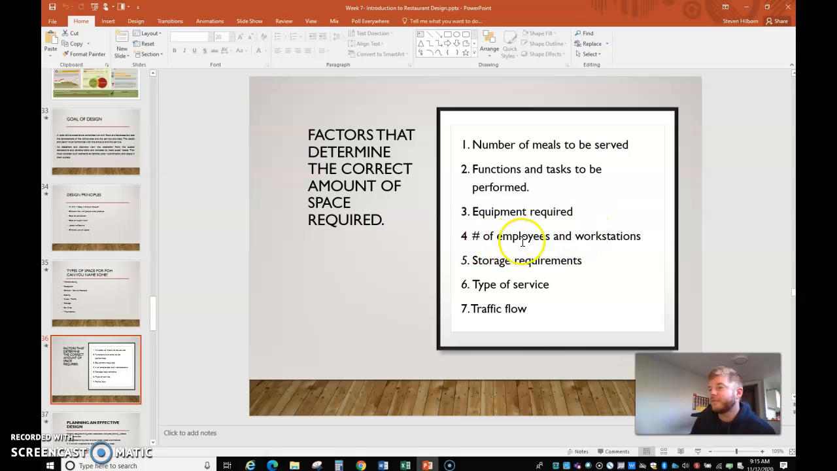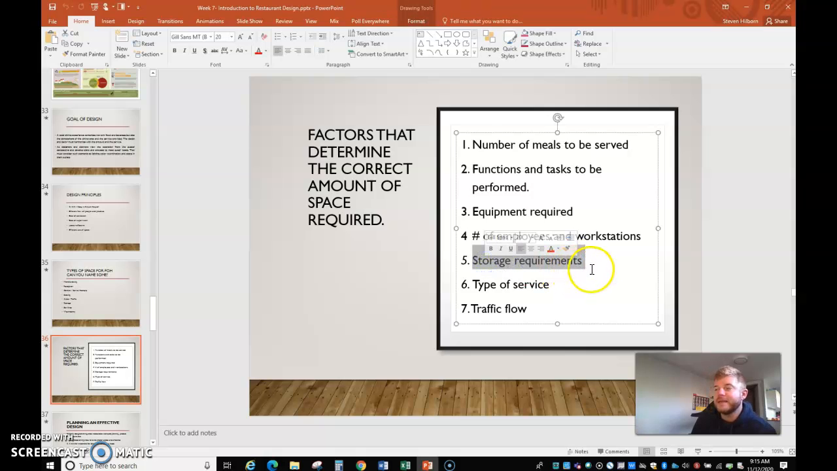You also want to think about the number of employees and workstations and some of the storage requirements. Now, a lot of storage requirements could be a bit of an afterthought, where you can build your bathrooms and you can build your major hallways and dining areas and then look for efficient areas to put storage. And then you also want to think about your type of service and traffic flow.